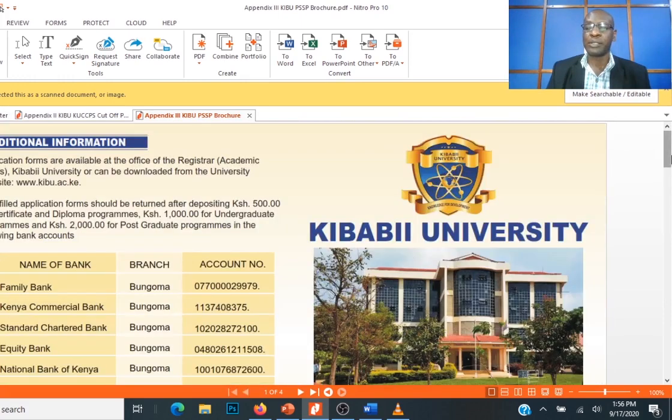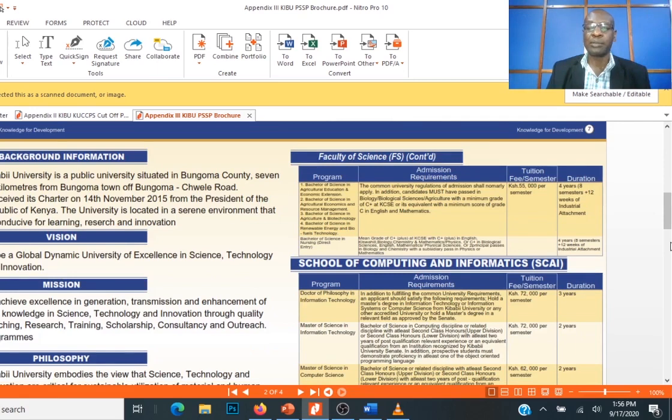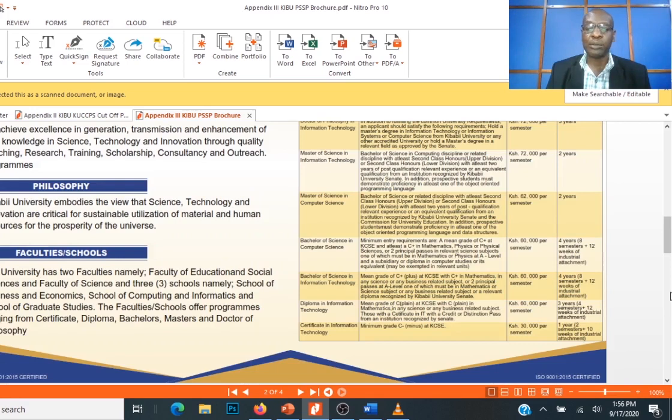Then another appendix, this now is the brochure for privately sponsored students. They can check the brochure and see the minimum admission requirements. We have there for Faculty of Science, we have there for Faculty of Computing and Informatics. So the respective students check their qualifications as against what is in the brochure.